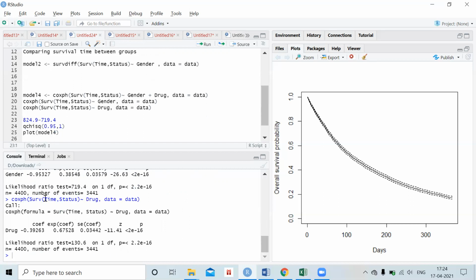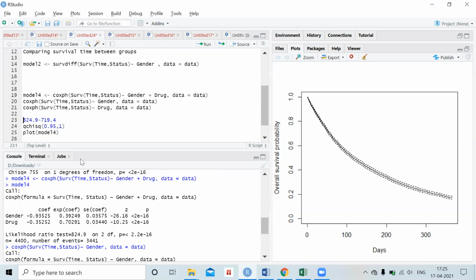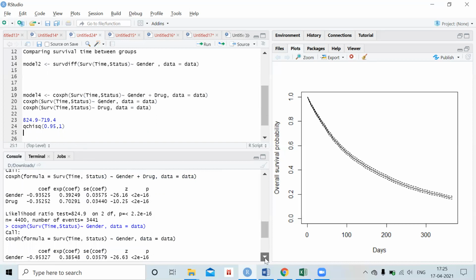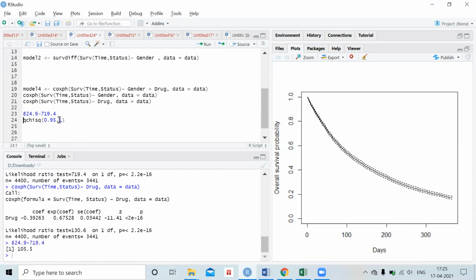So based on the three events, you need to compare the likelihood ratio test for the three models, and you can see from my observation, which I feel it should be model 4 and only gender, because their likelihood ratio is nearly really close. So the likelihood ratio test for model 4 is around 824.9, and for the other one, for just gender, it is 719.4. And if I take a difference, this comes to 105.5.